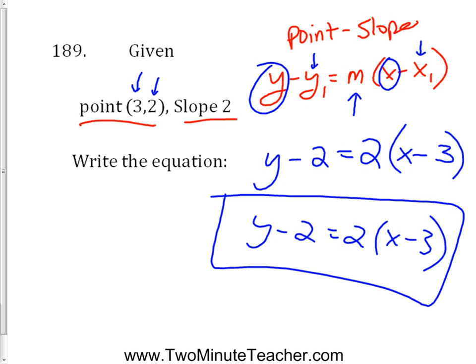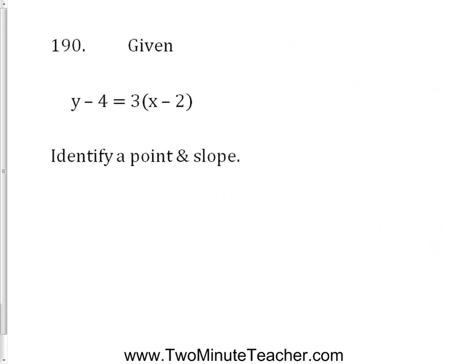It's got a slope. I can see the slope. Its slope is 2. And it's got a point that I can define. I know that the point is at, it's not 2, 3. It's at 3, 2. All right?